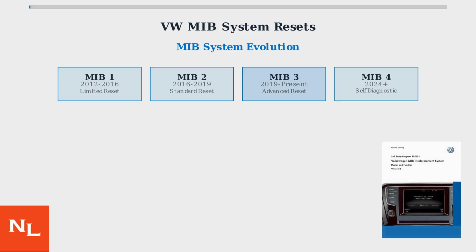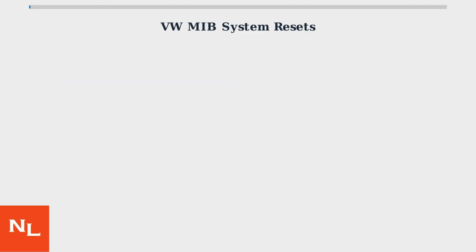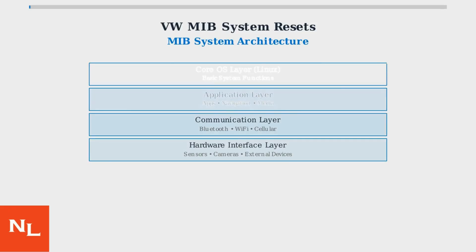The MIB system operates on a Linux-based platform with multiple layers handling different functions, from core system operations to user applications and hardware interfaces. Understanding the system architecture helps determine which type of reset is needed for different problems. The system consists of 4 main layers: the hardware interface at the bottom, communication layer for connectivity, application layer for user functions, and the core Linux operating system at the top.